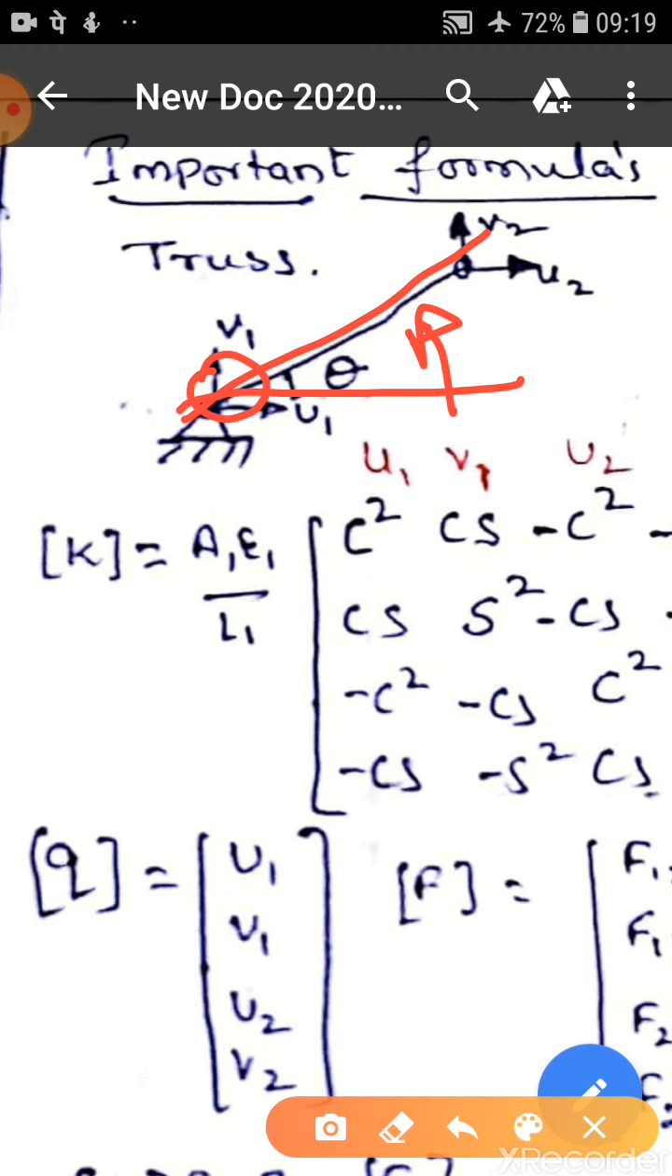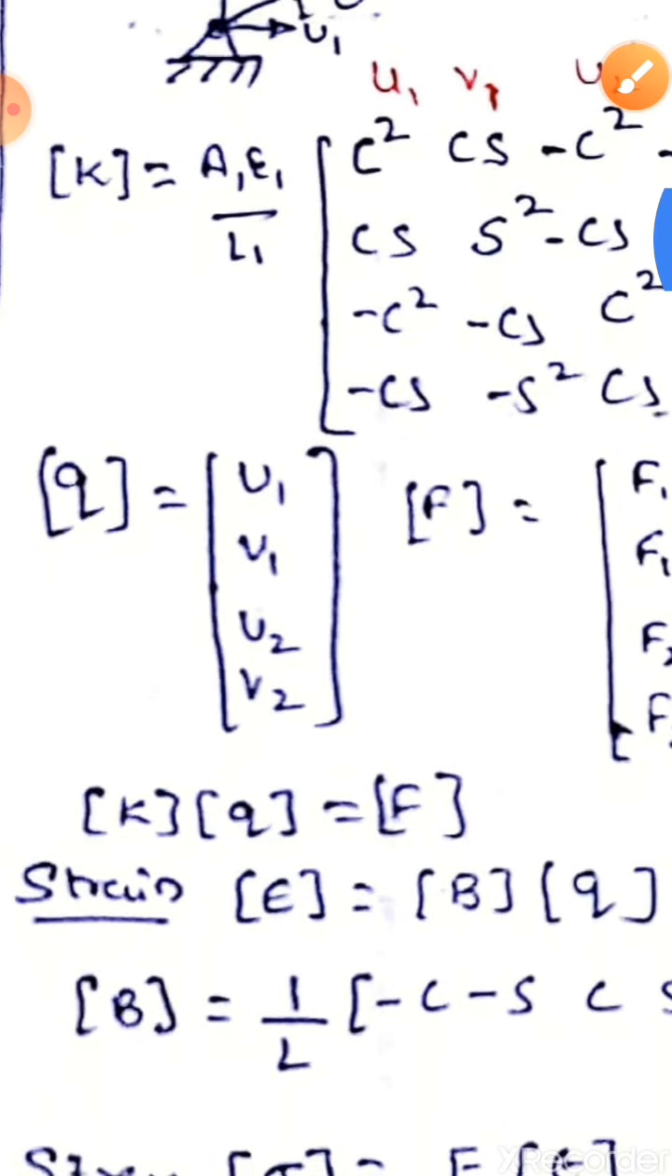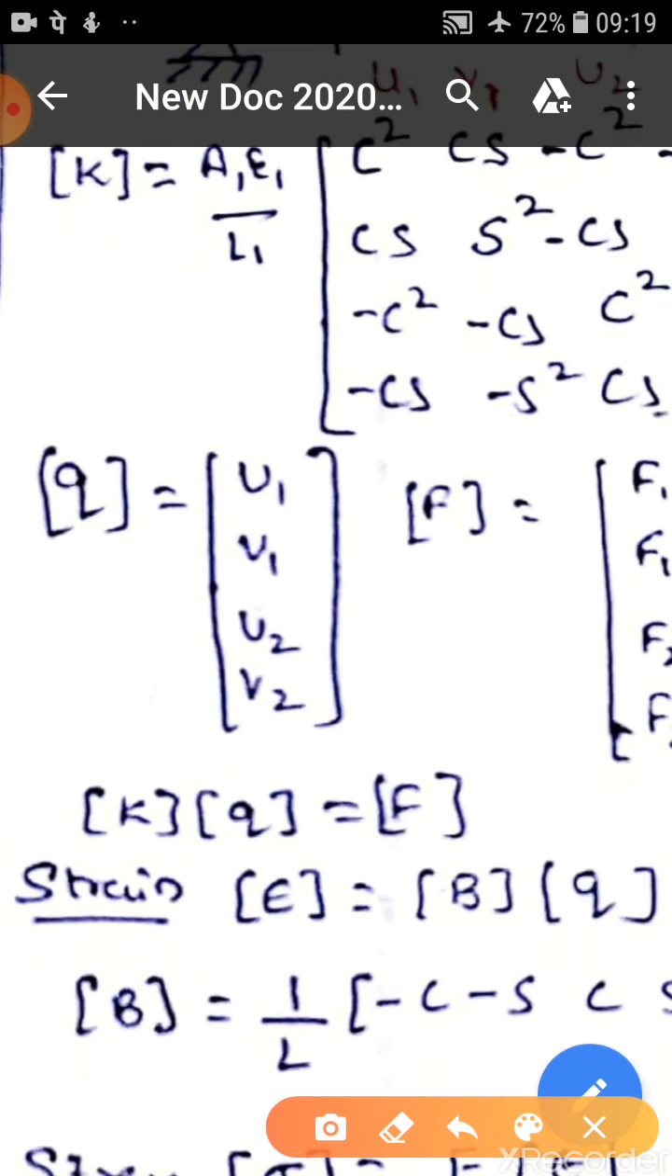You can use trigonometric relations to get the value of theta. If the theta value is given in the problem, that is well and good. If not, you have to use trigonometric relations. Next, what are the nodal displacements associated with it? The q matrix for this truss element is u1, v1, u2, v2.